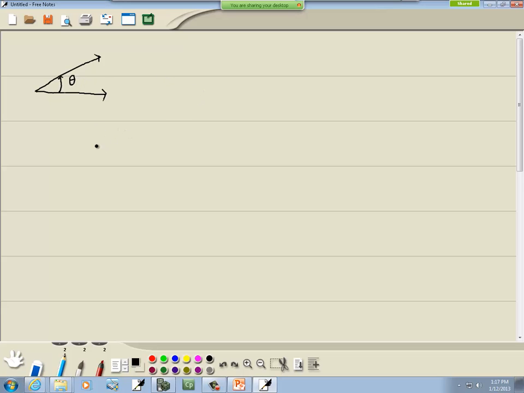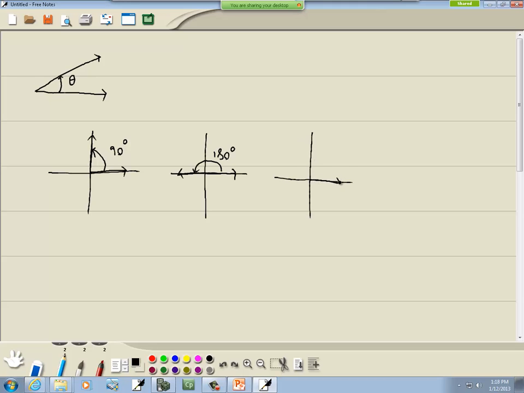I'm gonna do this based upon the x and y axis, because we'll get there pretty soon. Here's my initial side. If I go up to there, that's going to be 90 degrees. That little mark there is a degree mark. If this is my initial side, and I go over to here, this is 180 degrees. If I start here, and I go over to here, this is 270 degrees.